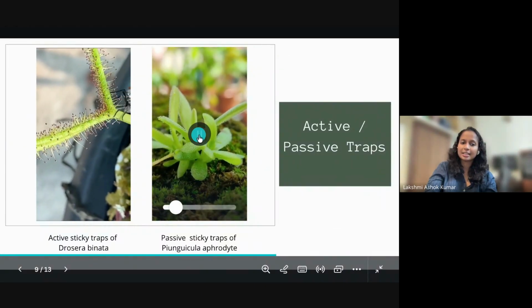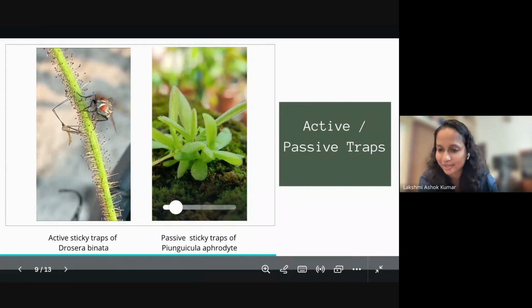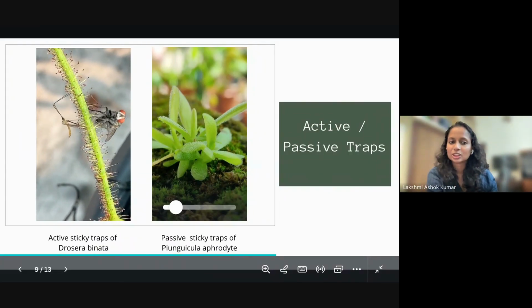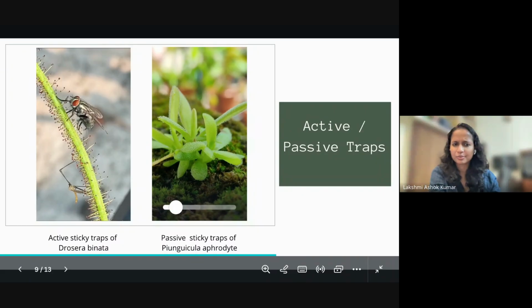Here you can see a fly exploring a fork-leaved Drosera, which is called Binata. See how strong these flies are. They have a very strong flight. They can simply fly away, but once they get stuck to these sticky glands, they are unable to move. Even if the feet are stuck, maybe they try to escape. But once their wings are stuck, that is a deadly trap.